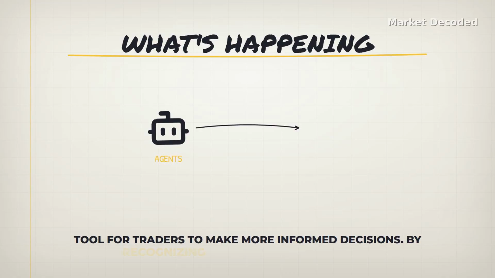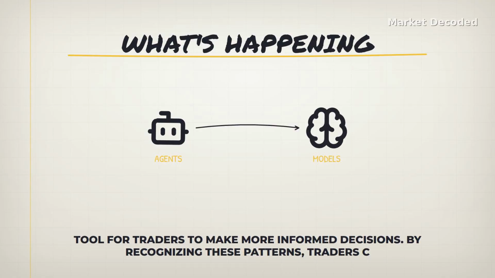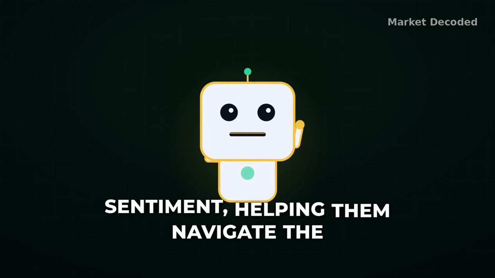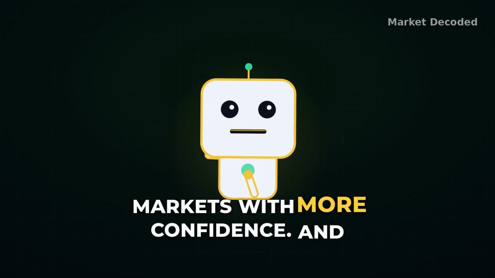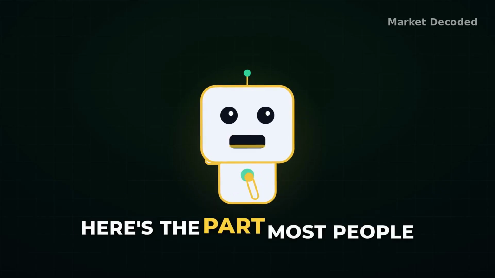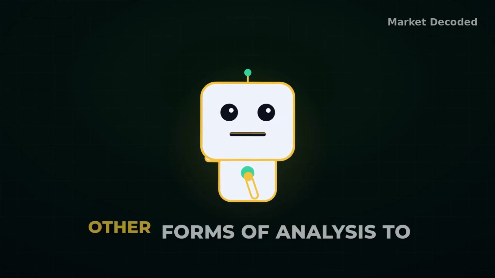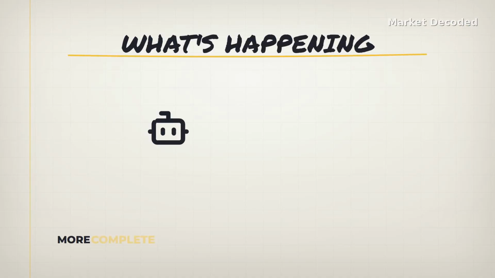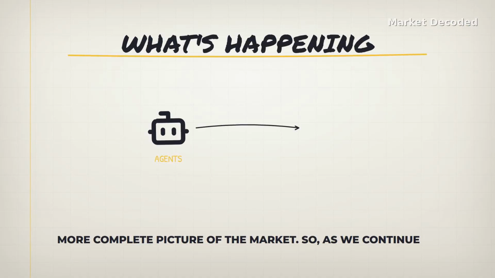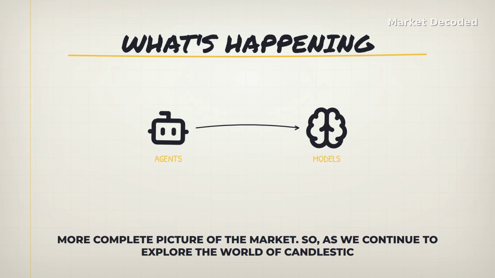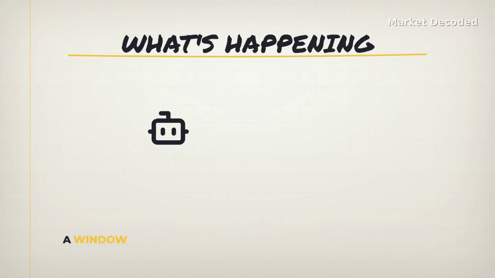By recognizing these patterns, traders can gain insights into potential trend reversals and adjustments in market sentiment, helping them navigate the markets with more confidence. And here's the part most people don't know. These patterns can be used in combination with other forms of analysis to create a more complete picture of the market. So, as we continue to explore the world of candlestick charts, remember that these patterns are more than just shapes. They're a window into the market psyche.